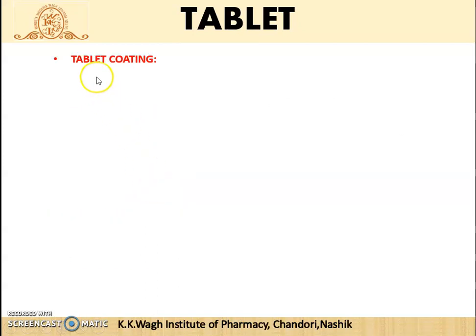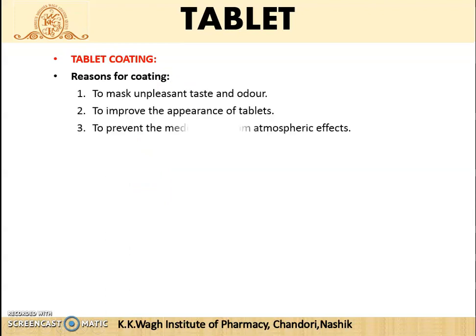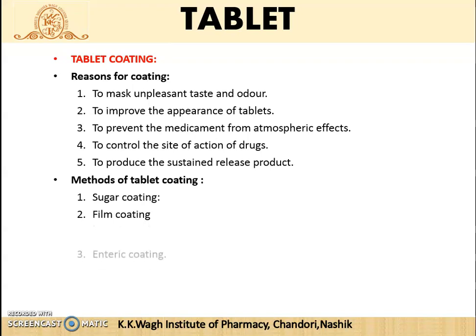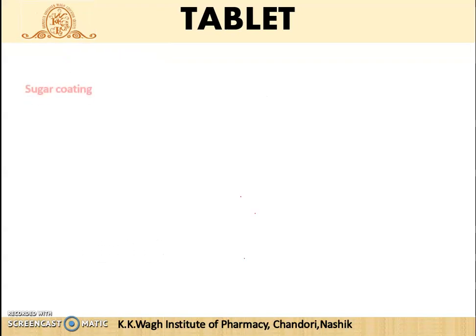After that we see the tablet coating. Before seeing it, we see some reasons why tablet coating is necessary: to mask the unpleasant taste and odor, to improve the appearance of the tablets, to protect the medicament from the atmospheric effect, to control the site of action, to produce the sustained release product. There are three types of tablet coating: sugar coating, film coating, and enteric coating.